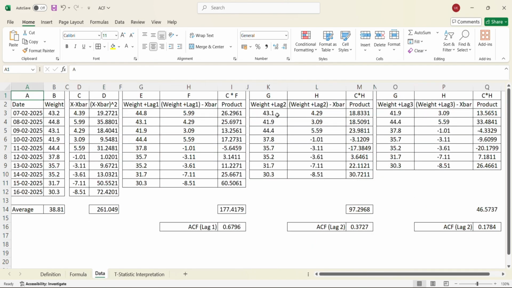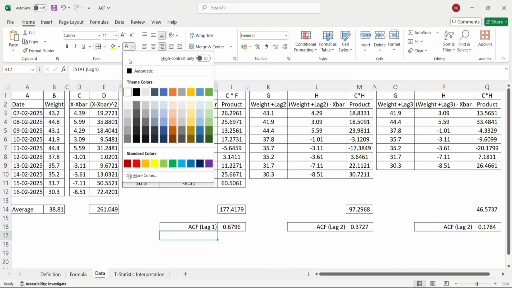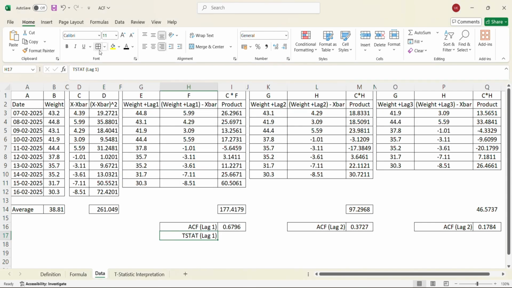Here we have the autocorrelation function already calculated for the time series data that we used for our ACF video, which is the weight of goods imported in a port in hundreds of tons. So 43.200 tons, 44.800 tons. This is the data, and this is the ACF with a lag of 1. Now how do we calculate the T statistic for lag of 1? Here is the formula.